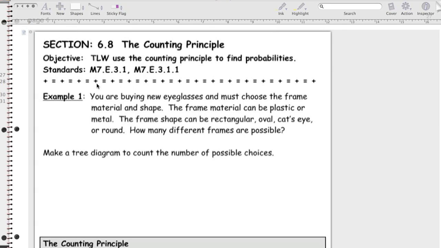Okay, let's take a look at section 6.8, the counting principle. First, let's start with example 1. We'll lead into what the counting principle is. It says that you're buying new eyeglasses and must choose the frame material and the shape.